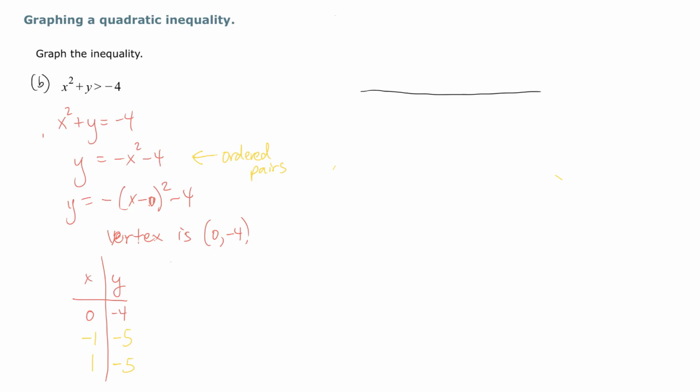Draw a set of axes. Do the best you can. (0, negative 4), (1, negative 5), (negative 1, negative 5). And we need a dotted parabola like that, right? Once again, there are 2 regions. There's a region inside that parabola and there's a region outside that parabola. For convenience, pick a test point. Let's test the original inequality, x squared plus y.